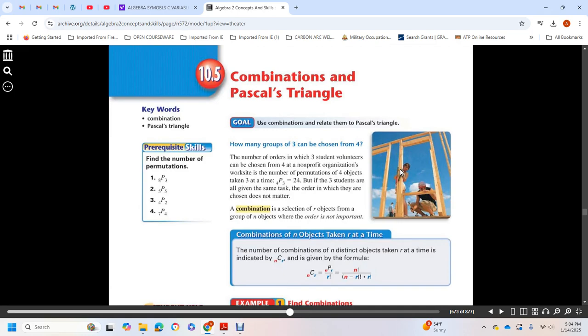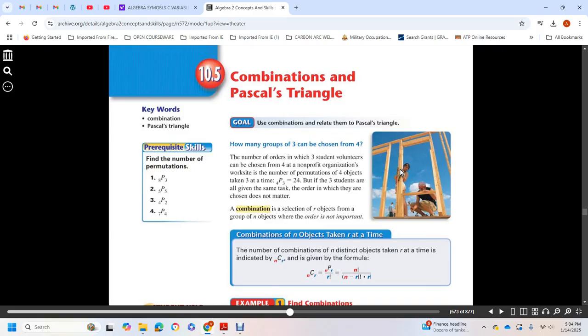All right, 10.5, combinations and Pascal's triangle. Goal: use combinations and relate them to Pascal's triangle. How many groups of 3 can be chosen from 4? Consider the number of orders in which 3 student volunteers can be chosen from 4 for a nonprofit organization worksite. The number of permutations of 4 objects taken 3 at a time is 24.